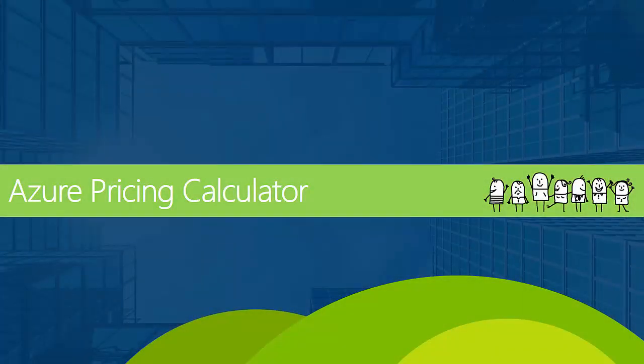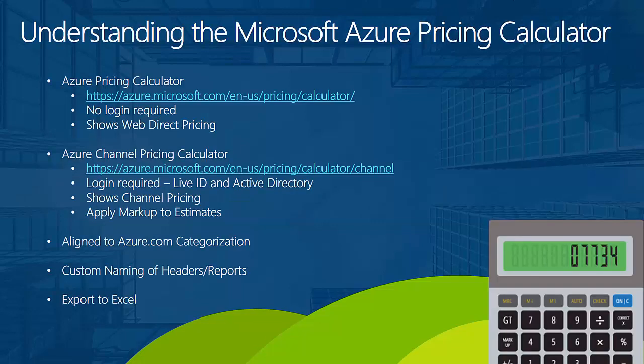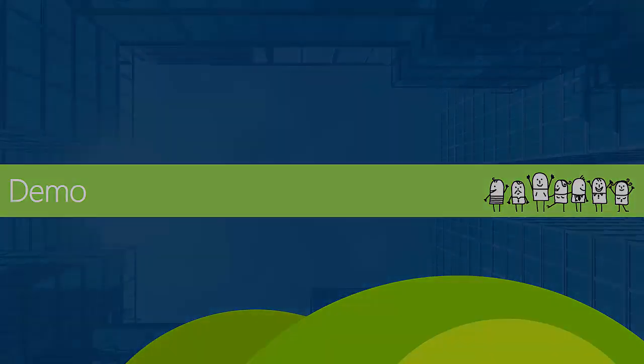In the following section, we will learn about the Azure Pricing Calculator and price a solution for our sample case study. The Microsoft Azure Pricing Calculator comes in two flavors: the public calculator, which aligns to direct web costings, and the channel pricing calculator for partners, which is secured by a login, aware of channel pricing, and accommodates for markup to estimates. Both tools are aligned to Azure categorization and allow custom naming and exporting to Excel spreadsheets. Let's jump in and take a look.